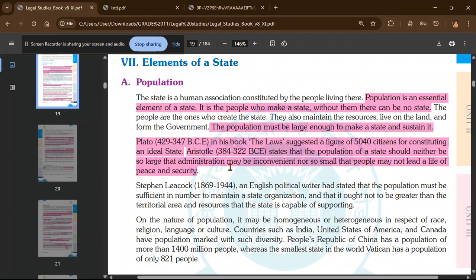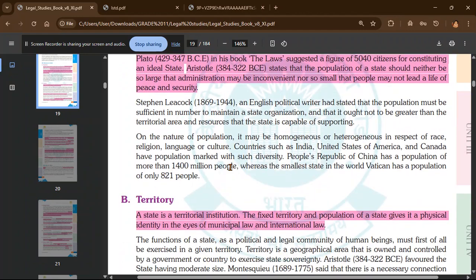Now Aristotle states that the population of a state should neither be too large, so that the administration becomes inconvenient, nor too small, so that people do not lead a life of peace and security. So this is about population.